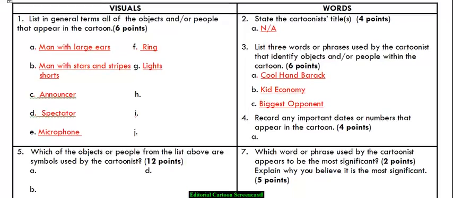So moving on. Under words, question number 4, record any important dates or numbers that appear in the cartoon. Typically, cartoons are not going to include dates or numbers, but that is why this question is often missed, because it's easy to look past cartoons when they do have dates and numbers that people often forget to fill in this portion of the worksheet.